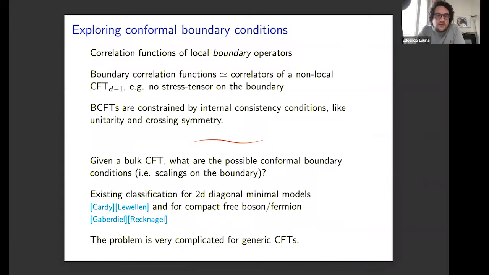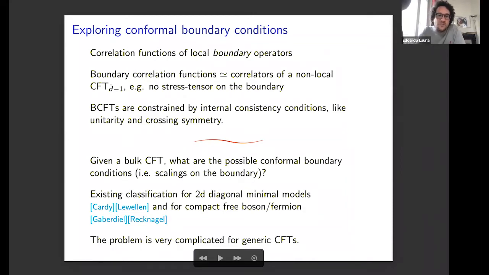So, okay, the natural thing to do is to study correlation functions of operators that are inserted along the boundary. These are the so-called local boundary operators. Because we are insisting on having conformal symmetry along the boundary, these correlation functions are also constrained by this conformal symmetry. They will be just the correlators of a non-local conformal field theory in one dimension less.